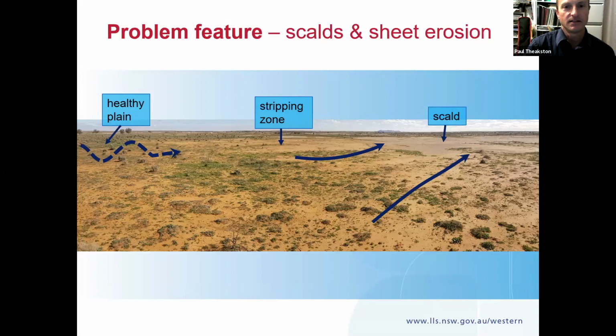And this is a photo sort of showing the sequence of events. So on the left-hand side, we've got the healthy plain where you have meandering water flow. Then you've got what I'm calling the stripping zone. Water starts to straighten up and go fast, and then you've got the scald on the right-hand side, and that scald continues to move to the left up through that stripping zone and into that healthy plain. So it continues to expand.